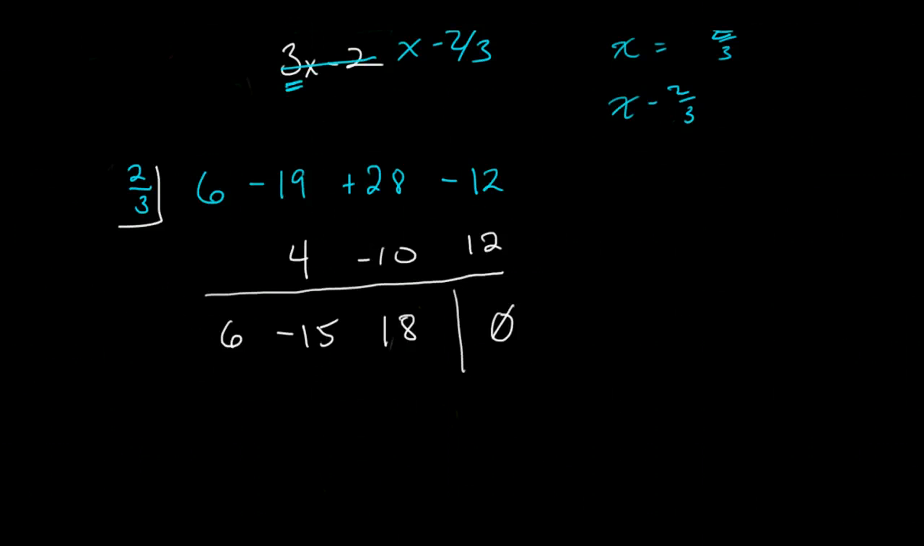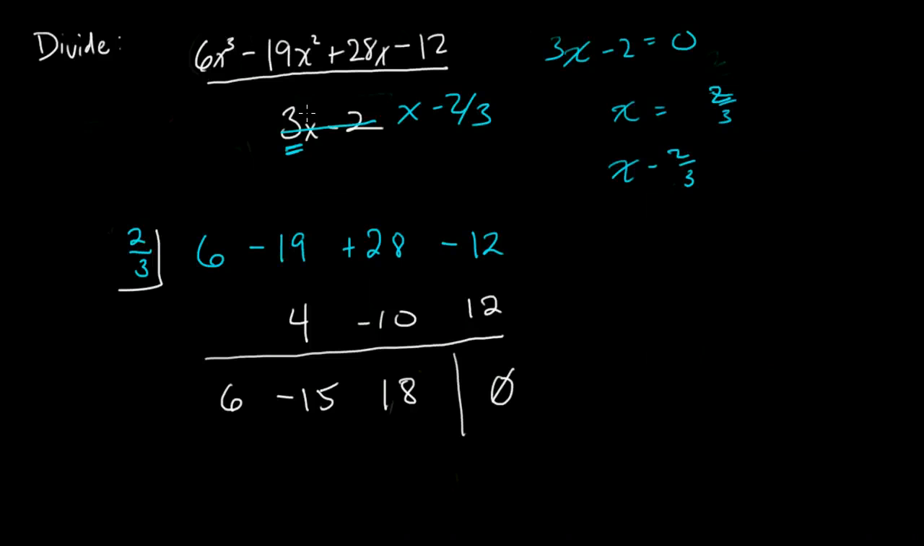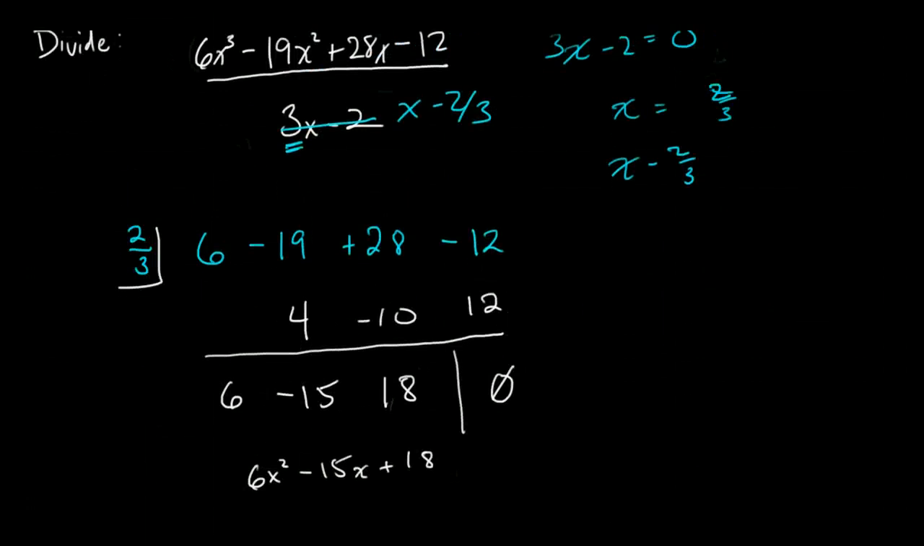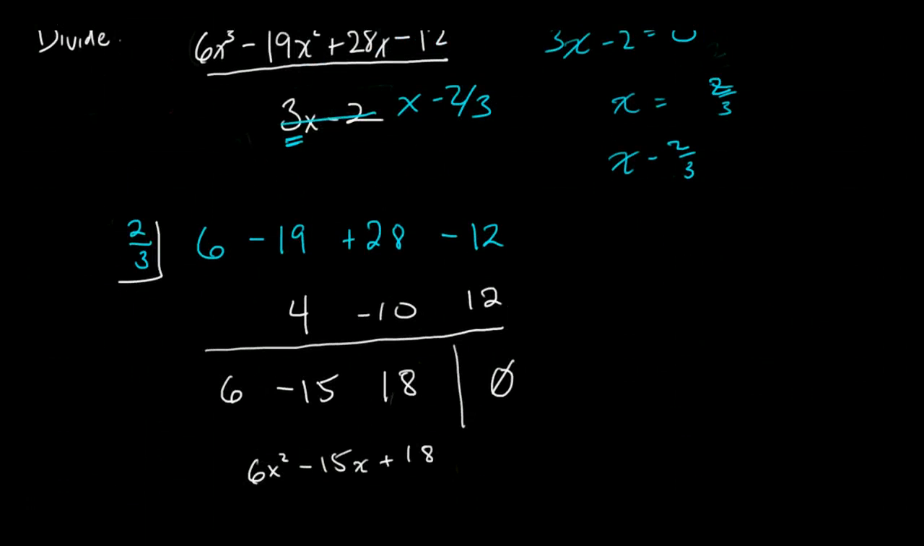And now I just take my coefficients and I fill in. My first term is an x to the 3rd power, so I start from here and work my way down. So it'd be 6x squared minus 15x plus 18. Now, if I were to take that and multiply it by 3x minus 2, this number times that number will give me 18x cubed, and that's actually not what I have.